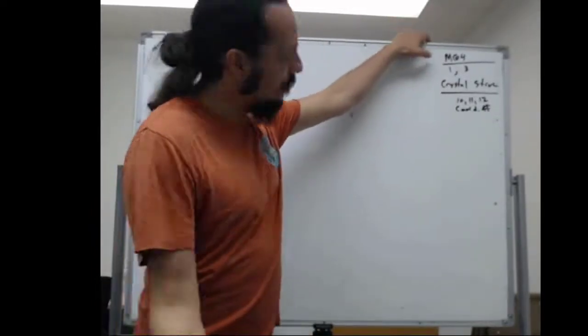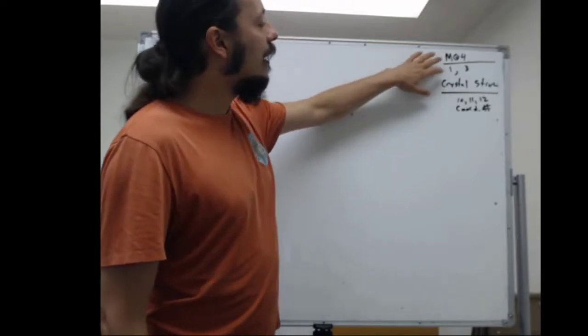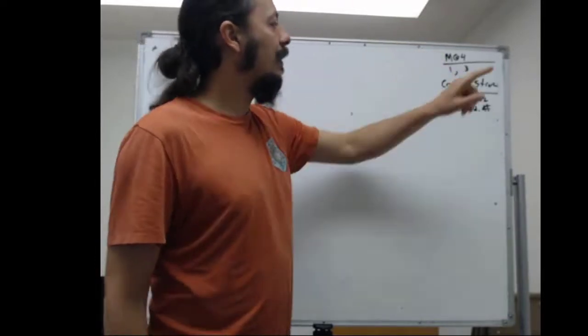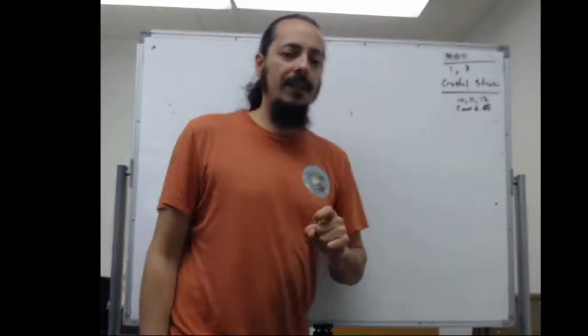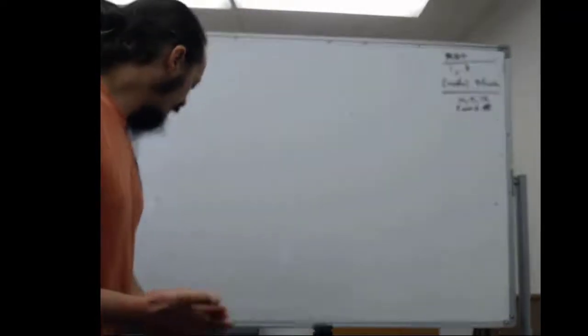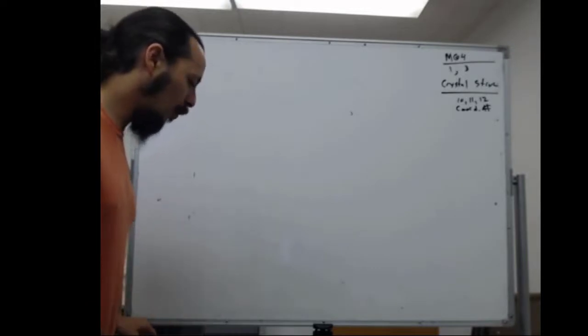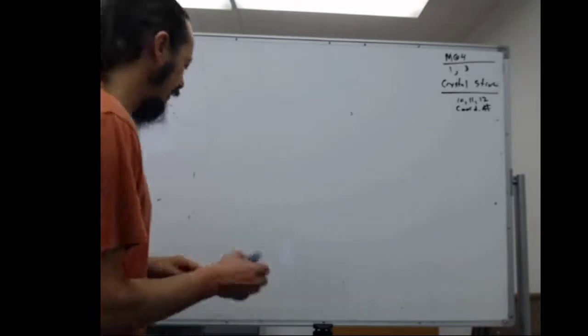So moving on to questions. We're going to look at mastery question set 4, problems 1 and 3. And we're going to look at the crystal structures activity 10, 11, 12, and the idea of coordination number. I'm going to start with just talking about coordination number and the idea of the crystal structure in general.